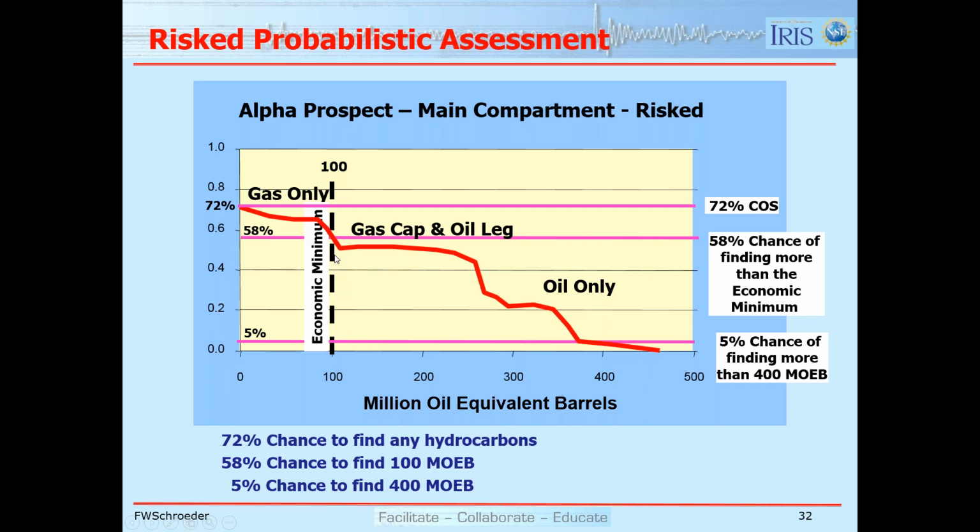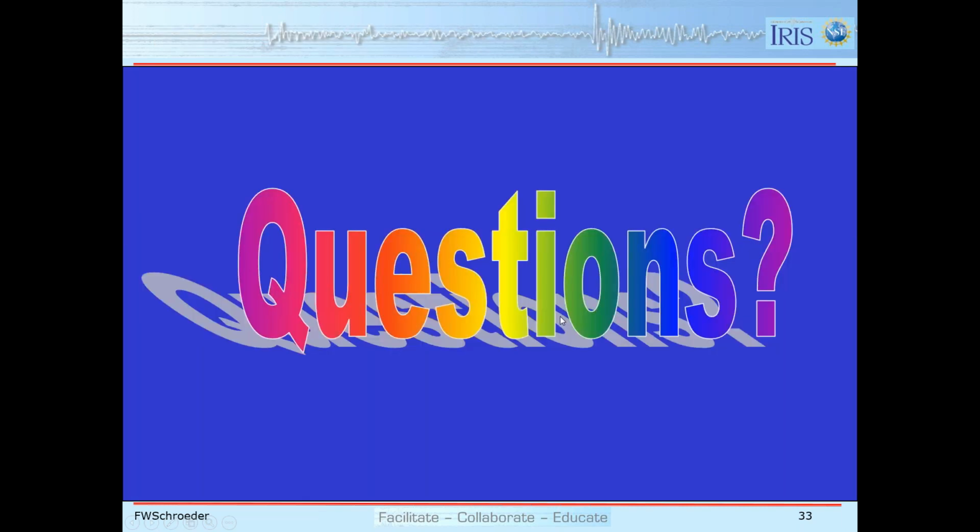If 100 million barrels is the economic minimum, we have a 58% chance of exceeding that economic minimum. So 58 out of 100 times, we'd expect there to be enough hydrocarbons that we would make money. And there is, on the bright side, a 5% chance that we'll have 400 million barrels. This is the type of information management likes to see. Yes, tell us what you think the most likely case is, but how poor could it be and how great could it be? So that's my prepared statements.